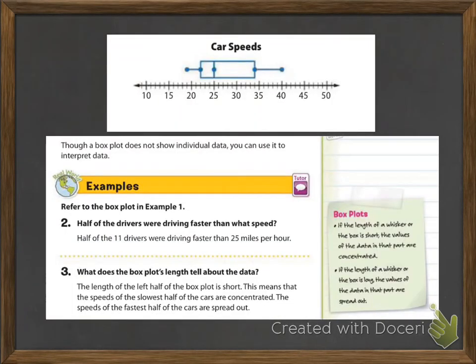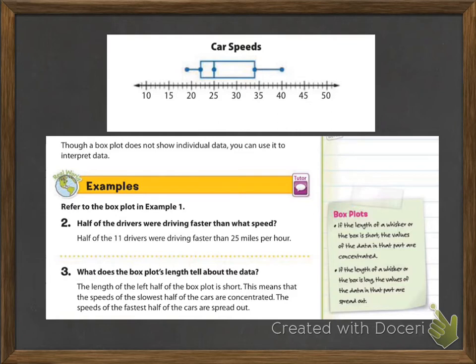All right, so for this next part, I went ahead and on the screen, I put the box plot that we came up with for car speeds on our previous page, and we're going to look at the next two examples. Now, a box plot does not show individual data, so you can't really see what your data set is once you've made your box plot. However, it's really good to use for you to interpret your data.